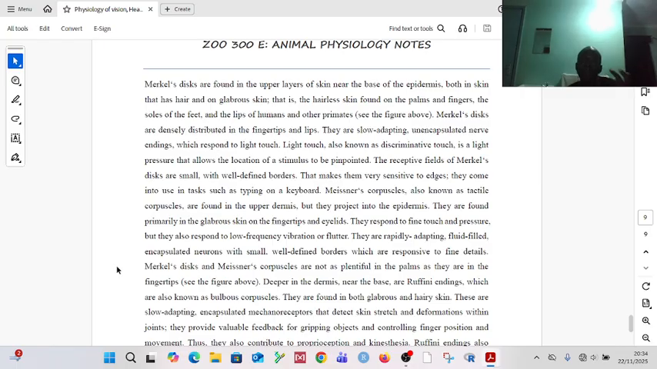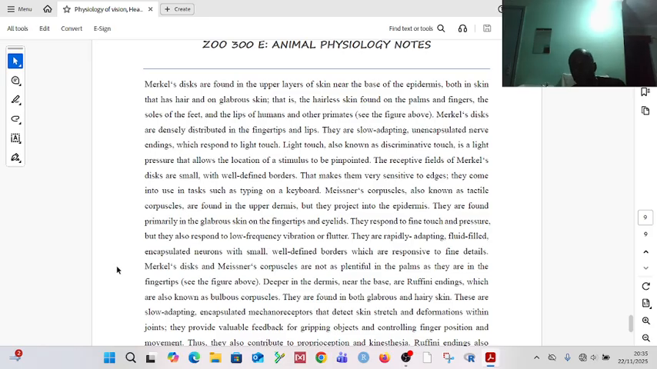So, this Merkel's disc, they will respond to very fine touch. Very fine, the light one, very light touches. Okay? They are found mainly at the fingertips and on the lips. The same Merkel's discs and the Meissner's corpuscles, they are not found in plenty in your palms, ama kwa mkono, okay? But they are found mainly at the tips.